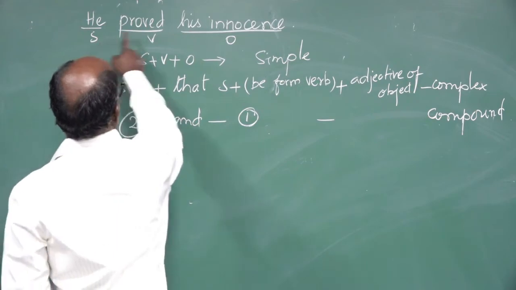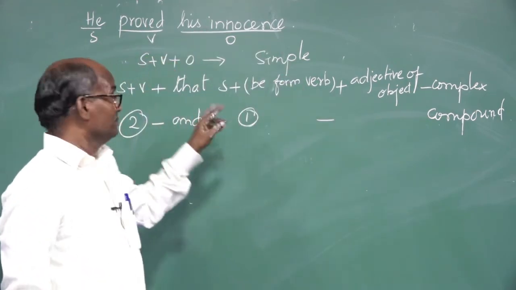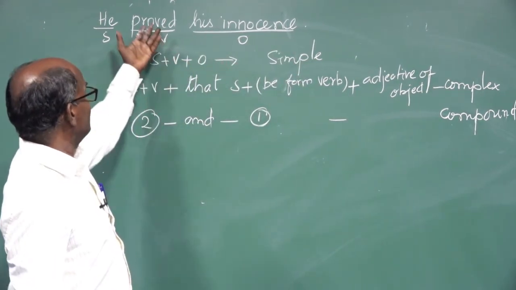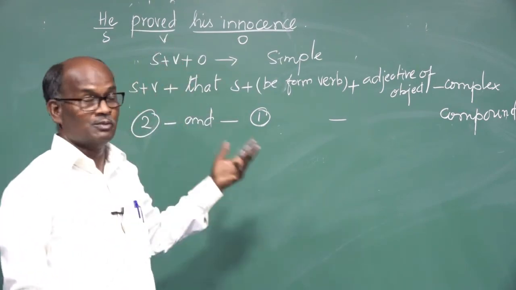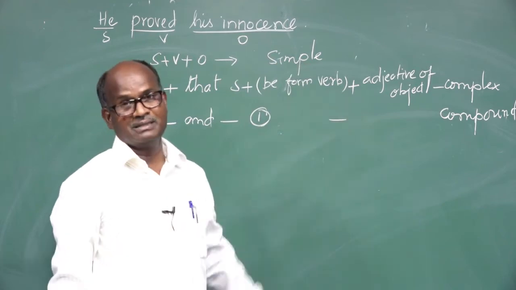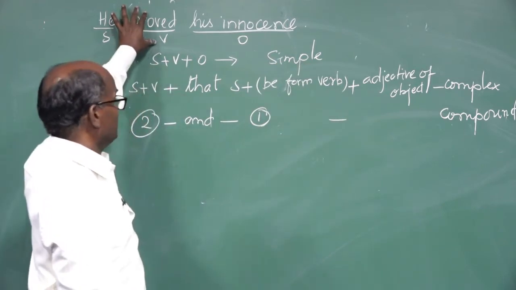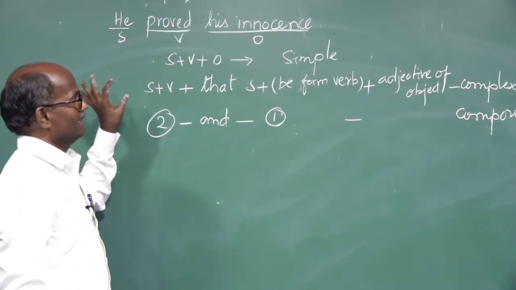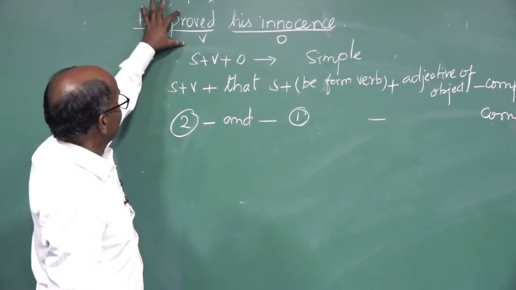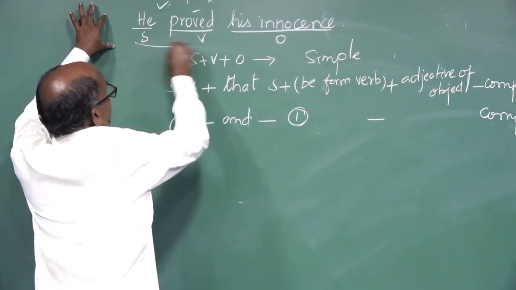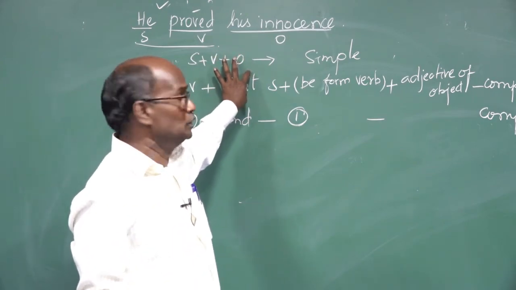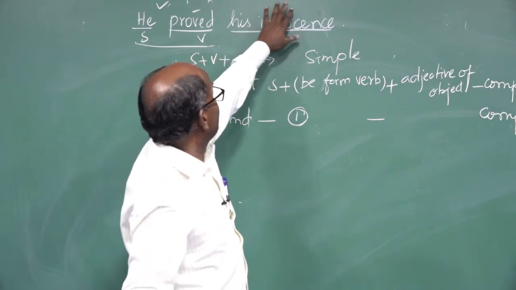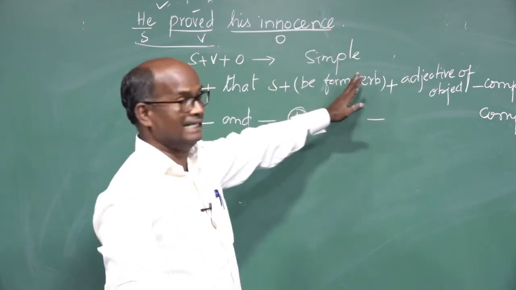You see subject, verb and object. If subject, verb and object is given, it may be in any second form or first form or future form, no matter, it is called a simple sentence. Only one finite verb is present. Then you see the complex form, subject plus verb, these two. Then the conjunction is that. We should use that.